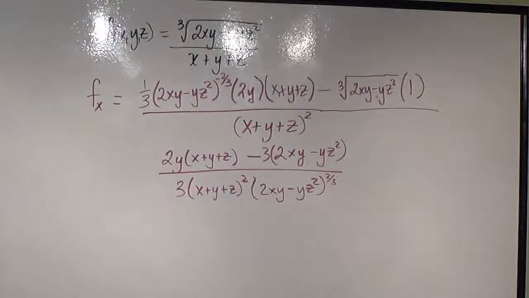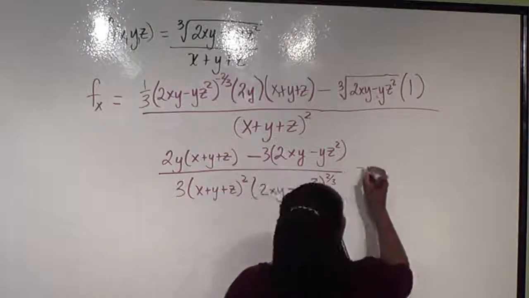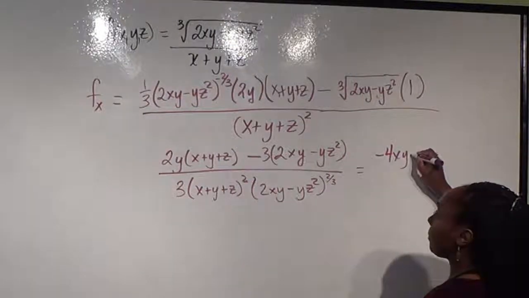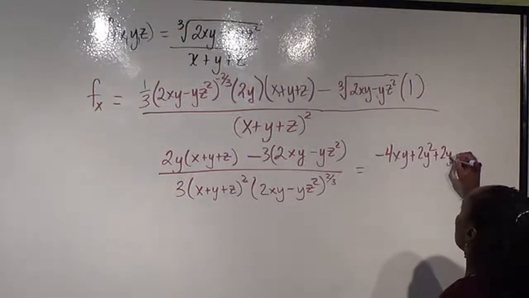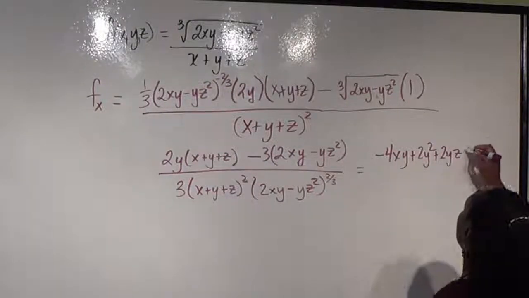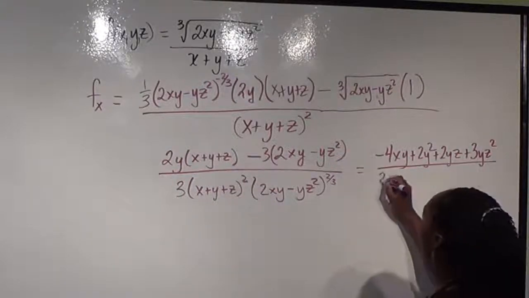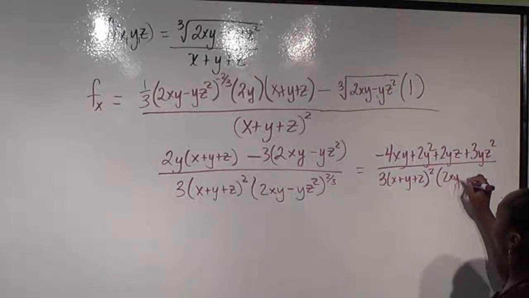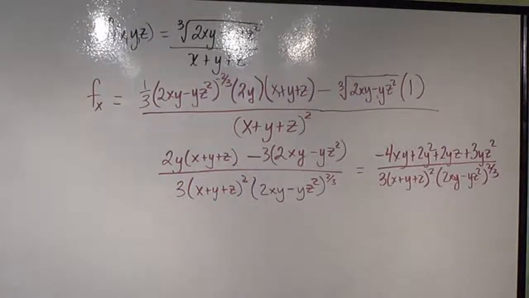Okay. And there you can see there's not a whole lot we can do. We can clean this up and combine some like terms. So we'll have a 2xy minus a 6xy. This looks like negative 4xy. There's a 2y squared and a 2yz. And then over here plus a 3yz squared. And that's all over this denominator. So there would be my partial with respect to x.